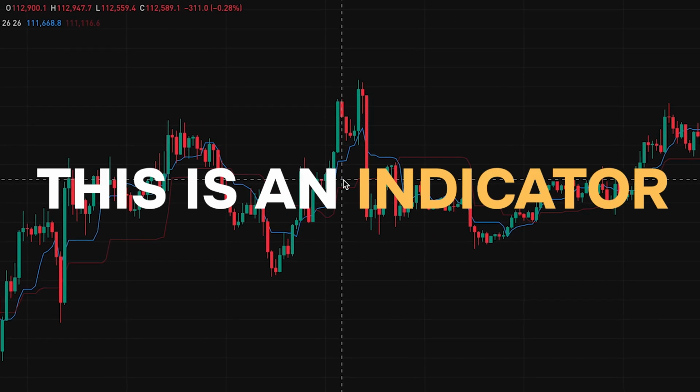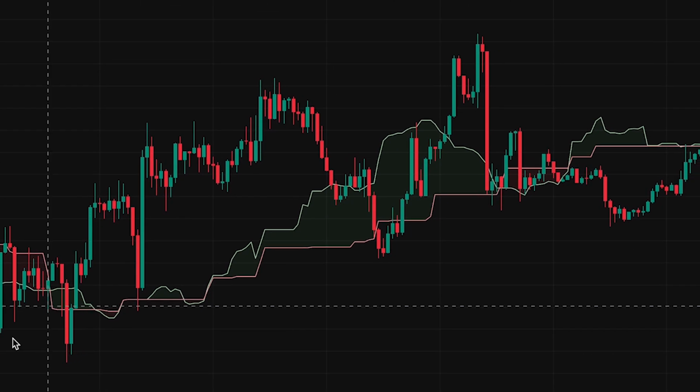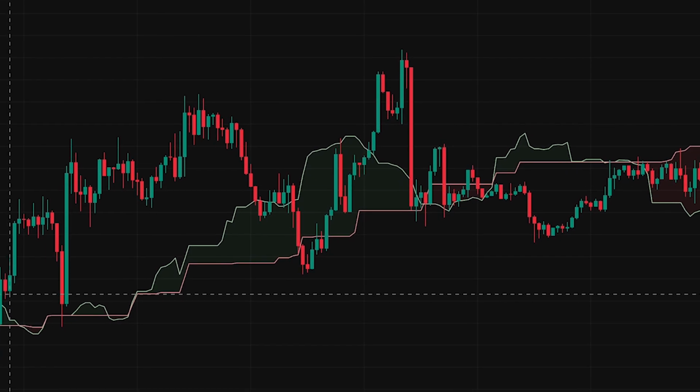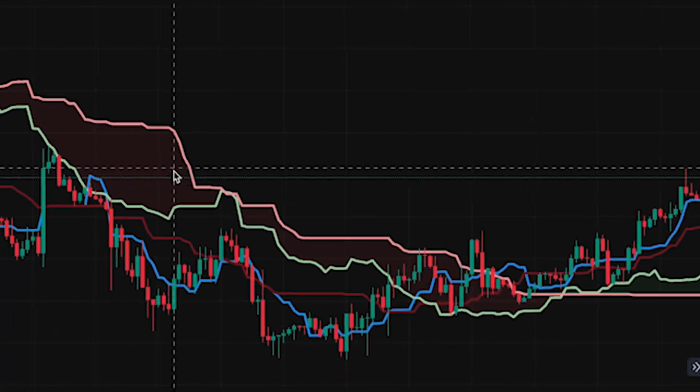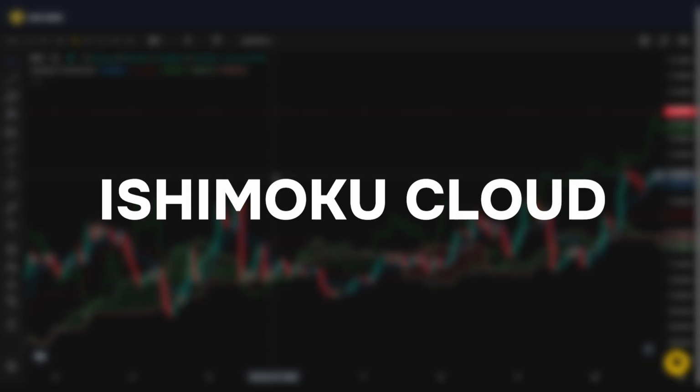In general, this is an indicator which, unlike many other technical analysis tools, can be used even independently, having studied only one. You can put it on the chart and already make a profit. Without further ado, let's talk. This indicator is called the Ichimoku Cloud.